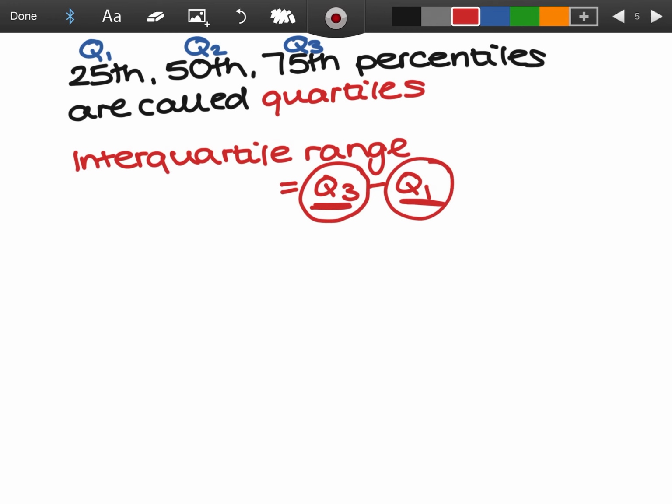Because at my 75th percentile, I know I've got 75% of my data lower than it. And at my 25th percentile, I know I've got 25% of my data lower than it. So between the two, I know that 50% of my data points lie between those two data values. So what the interquartile range does is it shows you how spread out the middle 50% of your data is.